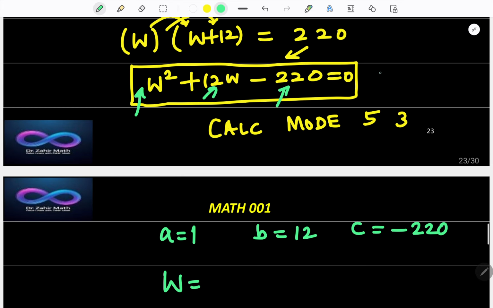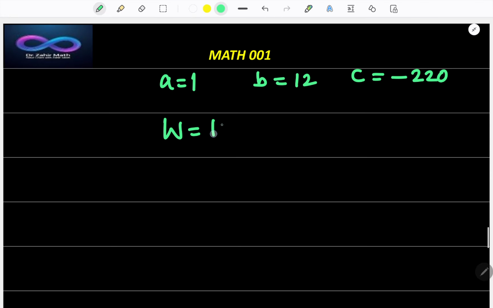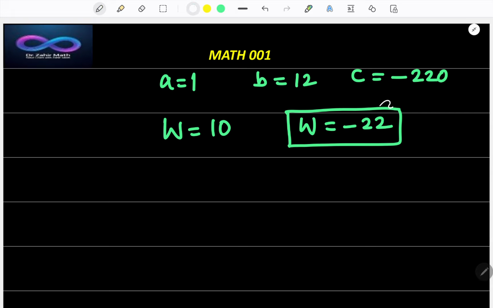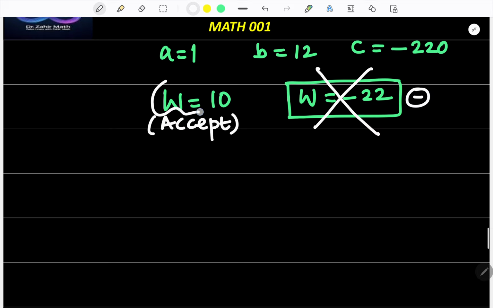Why W, teacher? Because this is a quadratic equation in W, right? So it means your answer is in W. Keep in your mind, okay? So W is equal to 10, and I got another answer, minus 22 also, okay? Negative values are not allowed, keep in your mind. So we are going to refuse this one. Why? Because it's minus. We are going to accept only the positive value, okay? So W is equal to 10.